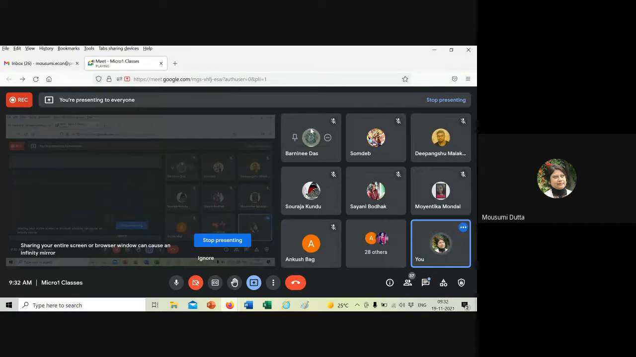In case of point price elasticity of demand, we consider a linear demand curve. I didn't give the attendance yet, so I'll give it midway or at the end of the class, because many people are missing. I think only 36 people joined. Maybe some more people will join.